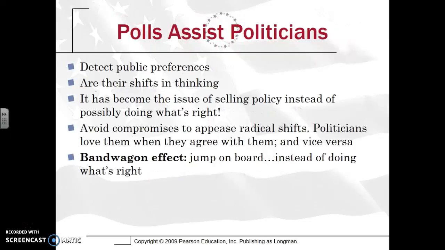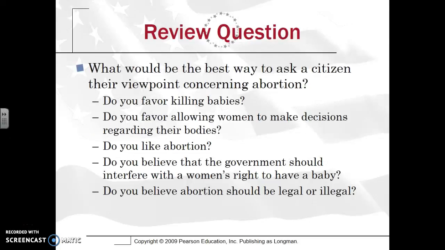So now exit polls are still released. However, typically media outlets are not going to say one person won until all polls are closed. Polls ultimately do assist politicians in detecting public preferences and shifts in thinking. But one thing that is in effect is something called the bandwagon effect, where politicians are more eager to jump on board instead of doing what's right. And you always see politicians doing that, following what's popular, not going against the grain.